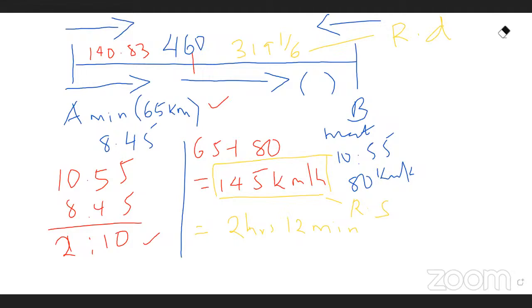Now, what did the question want you to get? How far from town B did they meet? Now, for how long has the matatu been moving before they met? 2 hours 12 minutes. Now, what is the speed of the matatu?